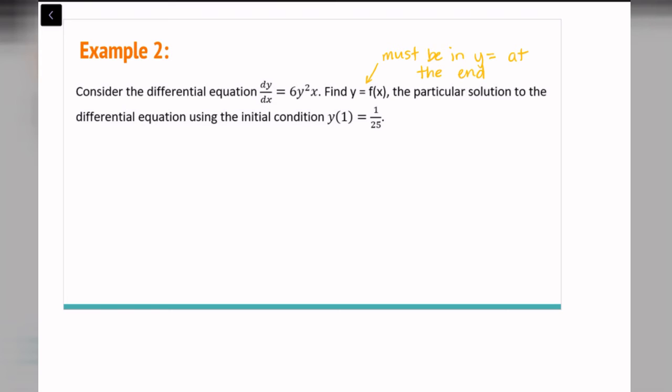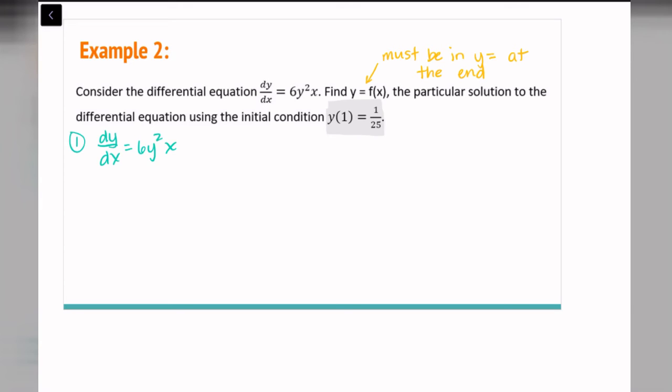Okay. The particular solution, so we're going to have to make sure that it's specific to this problem, and we have the initial condition y of 1 equals 1 over 25. So let's take step 1. We want to separate our variables and get everything that has an x on one side and everything that has a y on the other side.